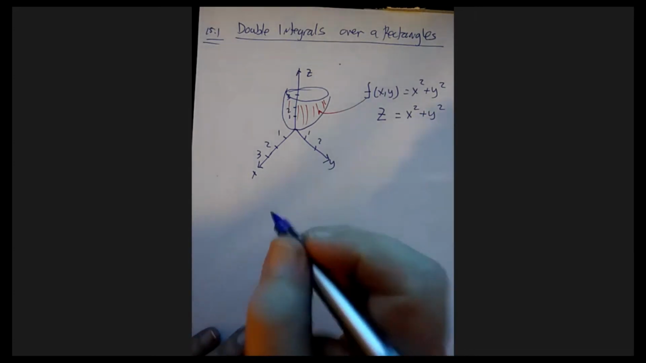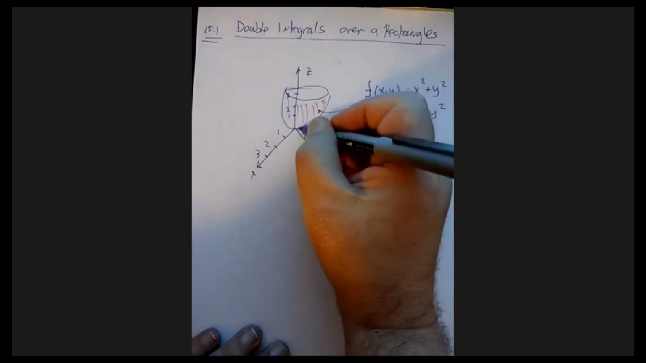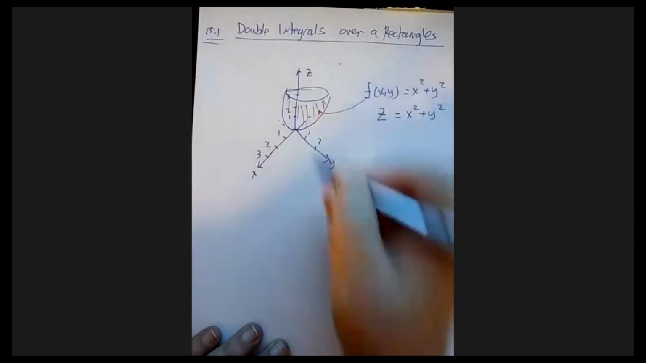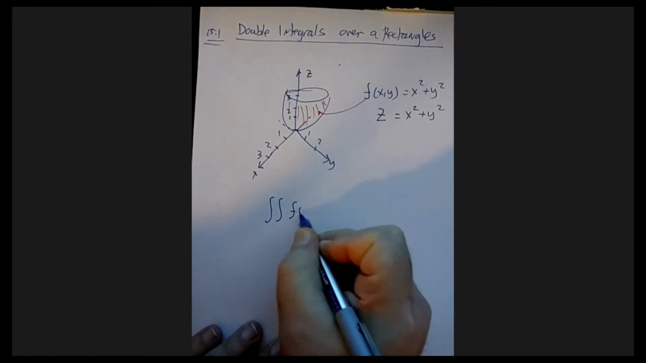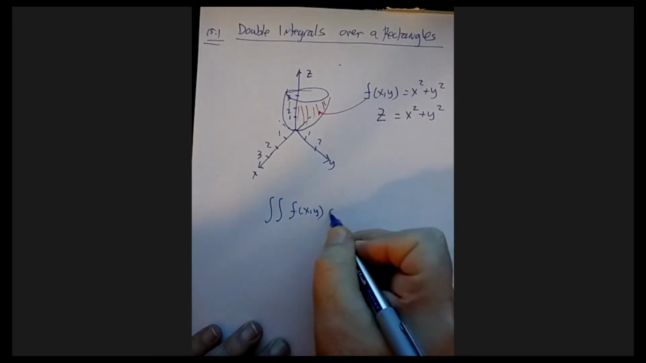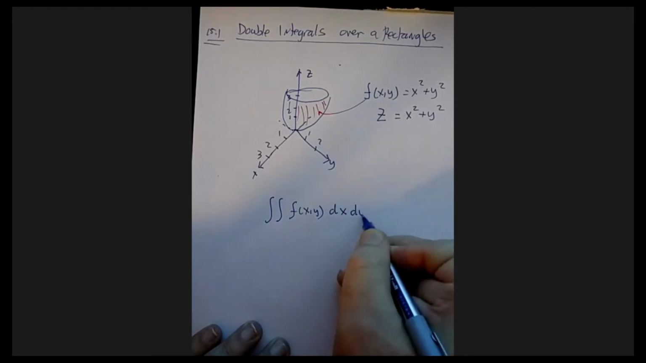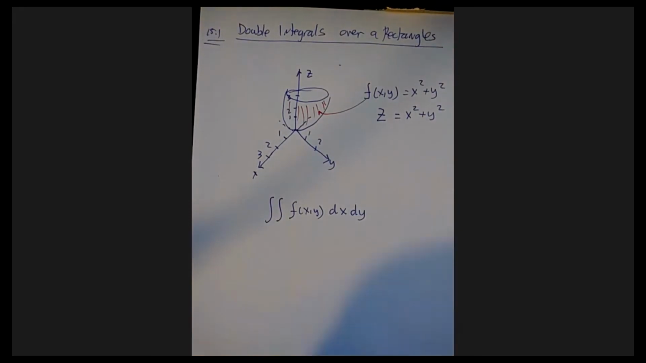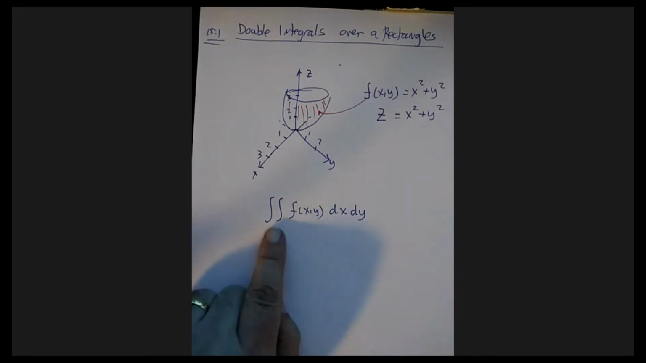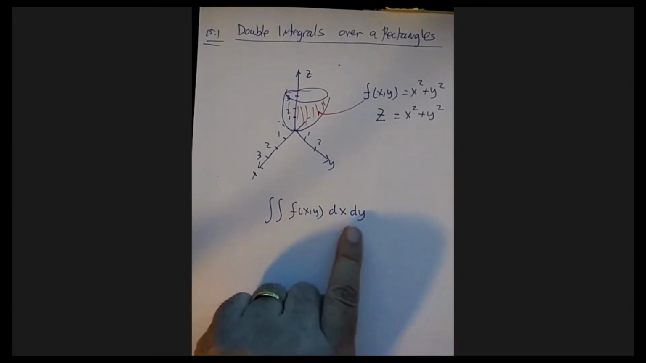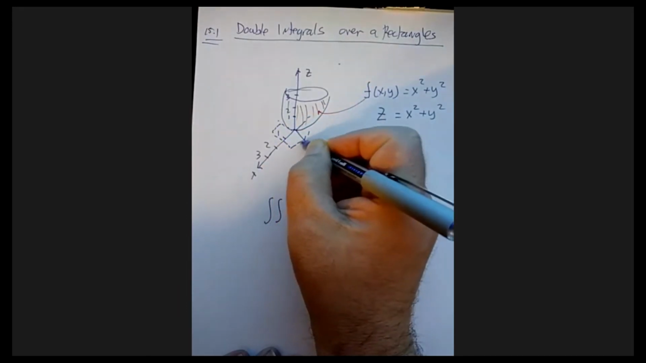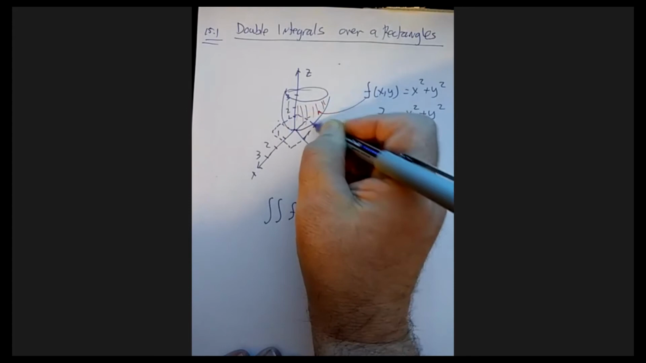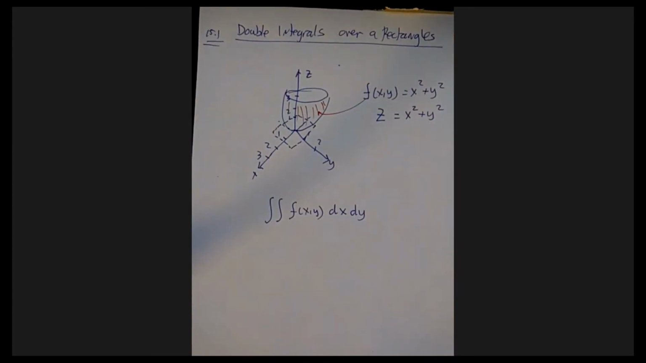So imagine that you wanted to integrate this function over a rectangle. That's the notation that they use. It's called a double integral because there's two integral signs. There's the function you're going to integrate, and dx by dy is just representing some rectangle on the floor. So you can imagine the rectangle on the floor was that one there.